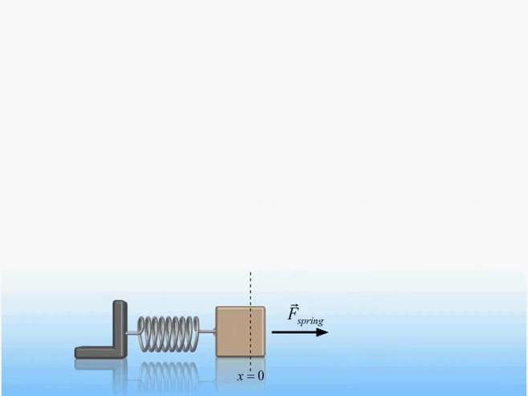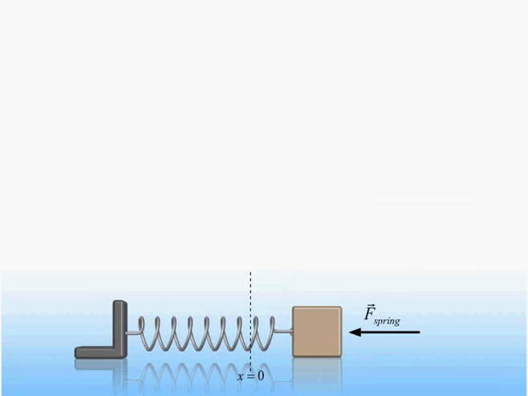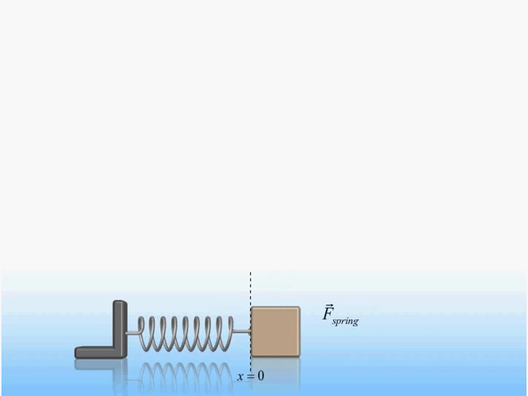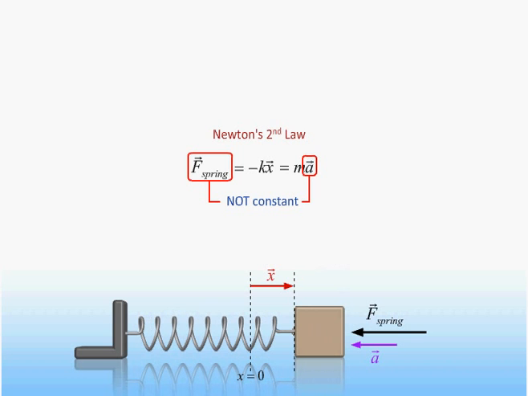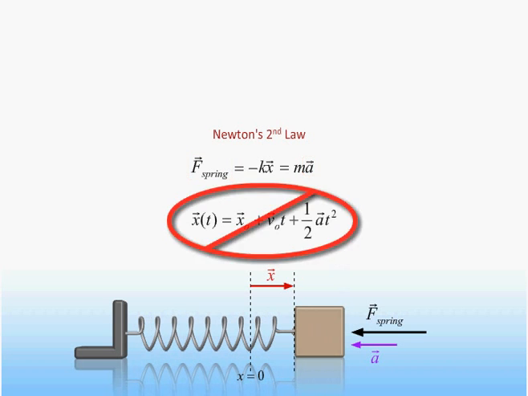Here we see the horizontal mass plus spring system we discussed on the previous slide. At any displacement, we know the force, and therefore the acceleration of the mass. What we do not know yet is the behavior of the system as a function of time. The problem here is that the net force, and therefore the acceleration, is not a constant. So we cannot simply use our kinematic equations for constant acceleration.